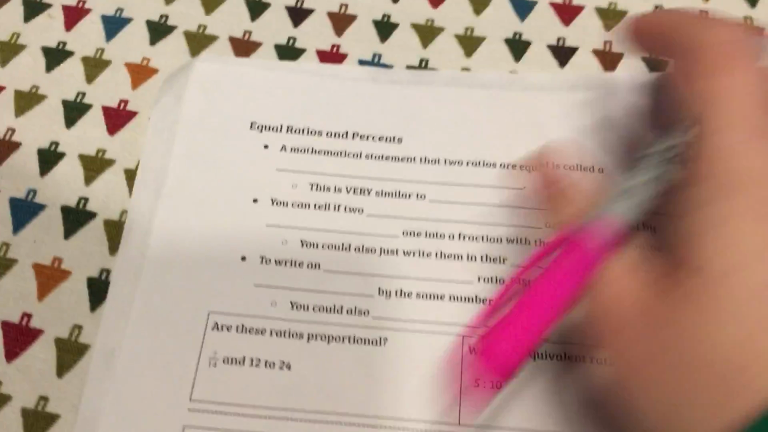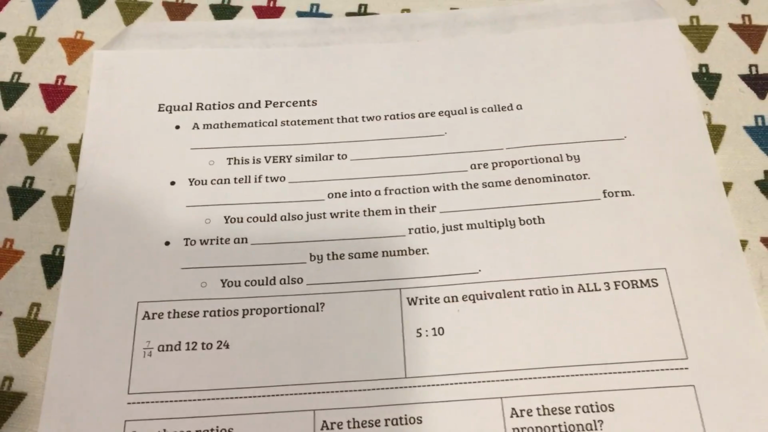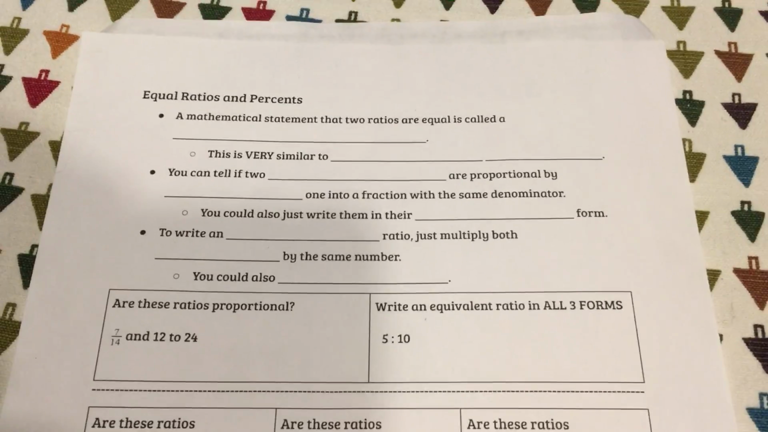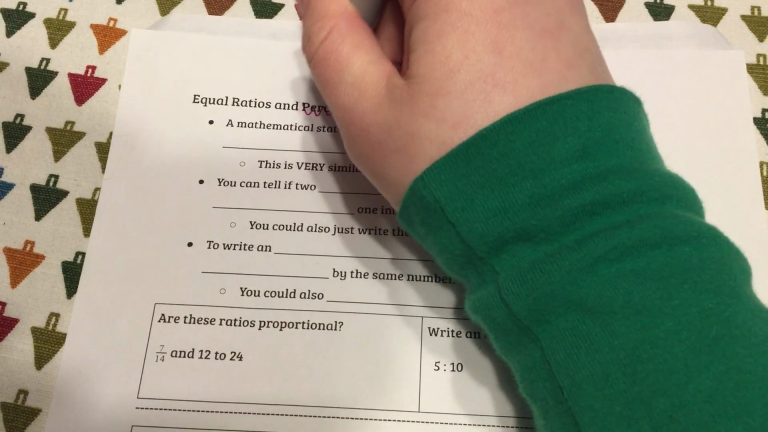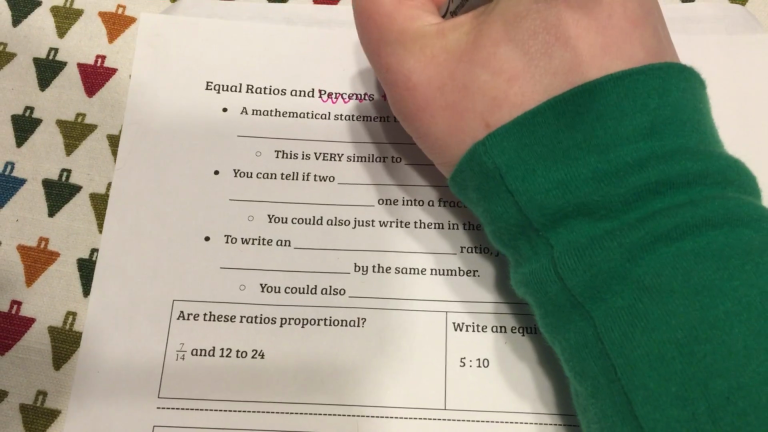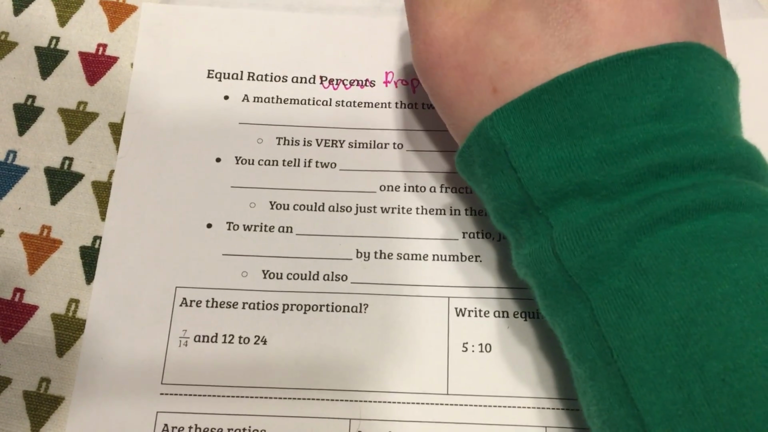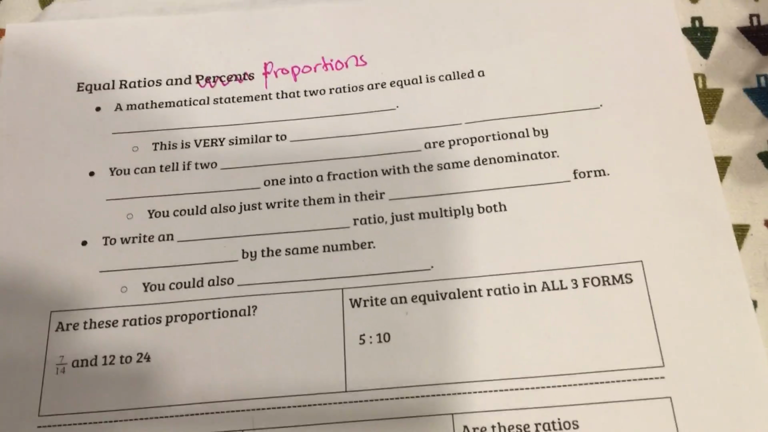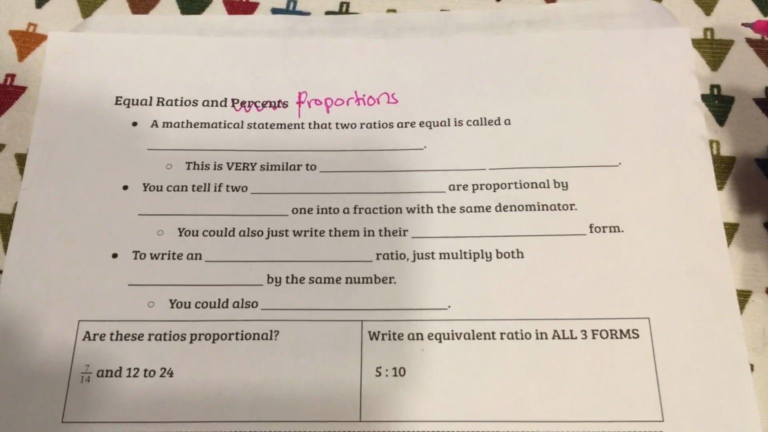All right, before we start today's lesson, I had an epic brain fart. This is asking you to look at equal ratios and percents. That is not what that should say, so cross out that word percents. I'm going to have you write the word proportions, because that's actually what we're talking about today. That was my mistake, so sorry.